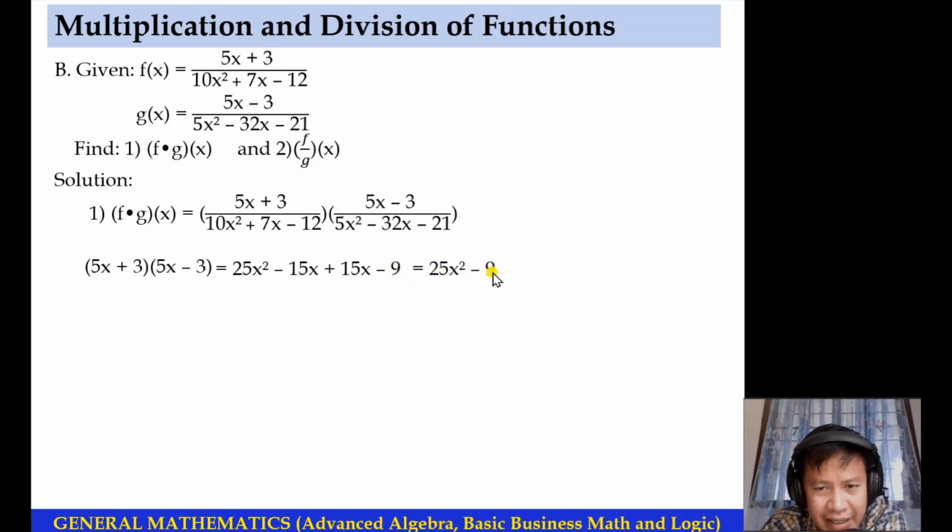25x squared minus 9. Or you are going to scrutinize our problem. If we have, take note, 5x is identical with 5x here. 3 is also identical with 3. But the only difference is the sign. This is positive and this is negative. So therefore, the product here would be a difference of two squares. So therefore, 5x times 5x is equal to 25x squared. Then minus, then 3 times 3 is equal to 9. And this is a special product that you have taken up in your grade 7 or grade 8 mathematics.